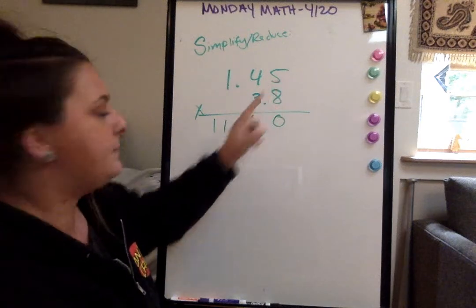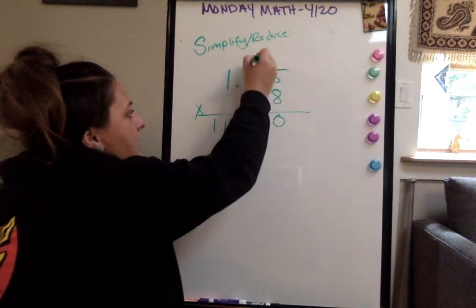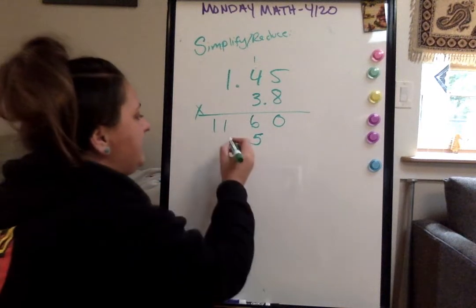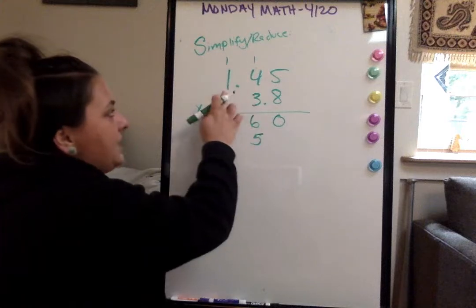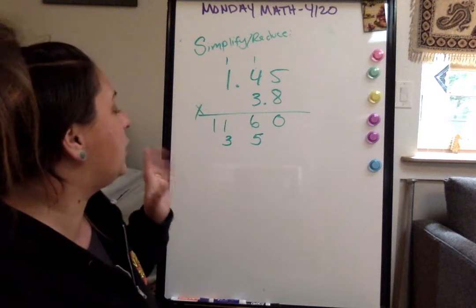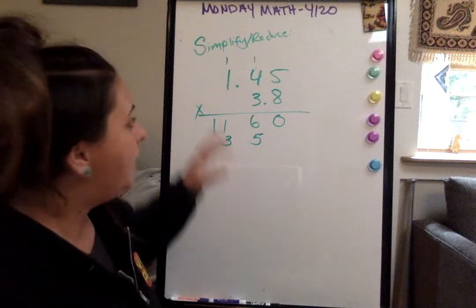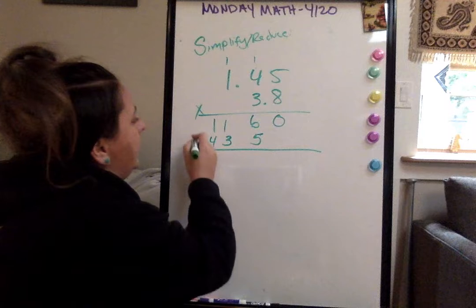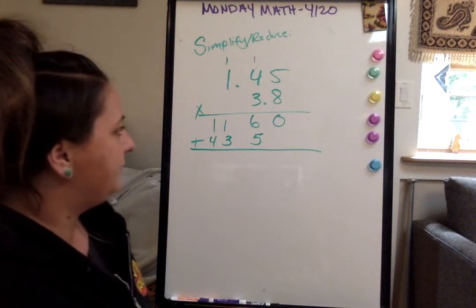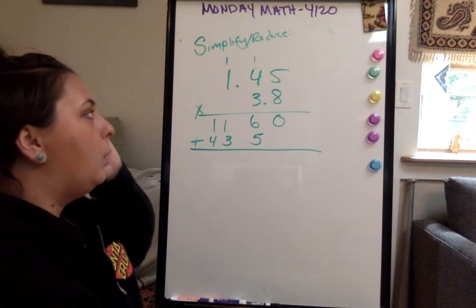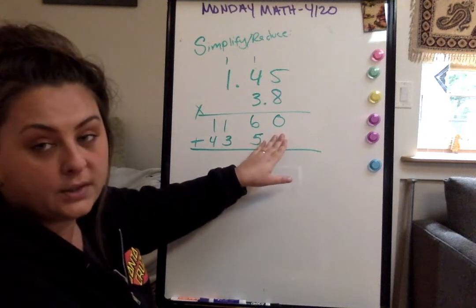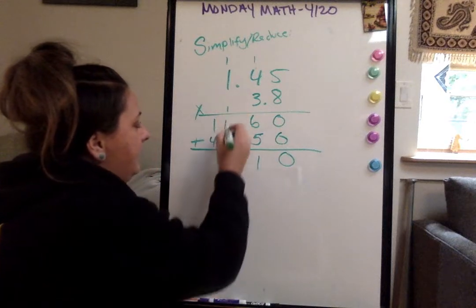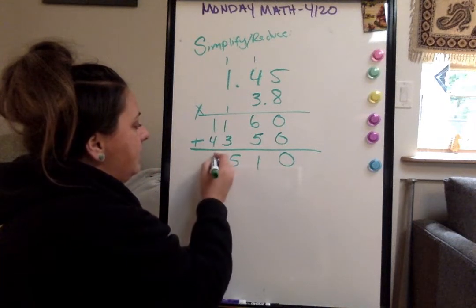So 3 times 5 is 15. 3 times 4 is 12, plus 1 is 13. 3 times 1 is 3, plus 1 is 4. Now we're going to add them together. If you want to put a 0 here, you can. It just means 0. 0 plus 0 is 0. This is 11. This is going to be 5. And this is going to be 5.